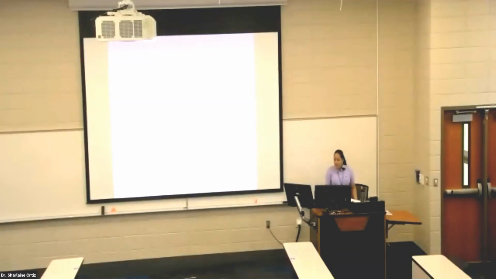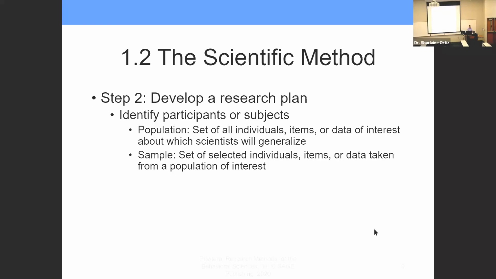Now, how exactly do we develop a research plan? One of the first things that we need to consider is that we need to identify those participants or subjects.